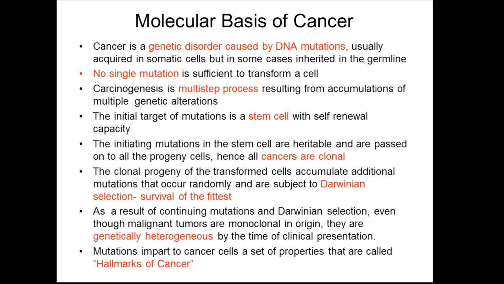I think many of these things you all learned in your medical school classes, so none of what I'm showing you here is novel or unique, but it's good to have an overall view of this, and a couple of important points in there. One is that cancer is a genetic disorder caused by mutations in DNA. These mutations are usually acquired in the somatic cells, but in some cases are inherited in the germline, and that's when we see familial cancers, like, for example, retinoblastoma or Wilms tumor or melanoma, and so on.